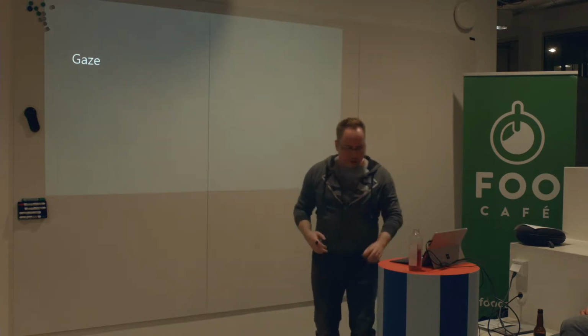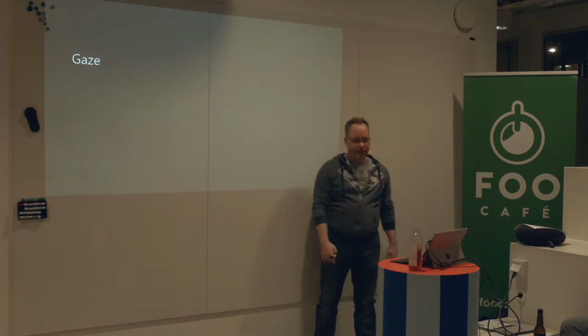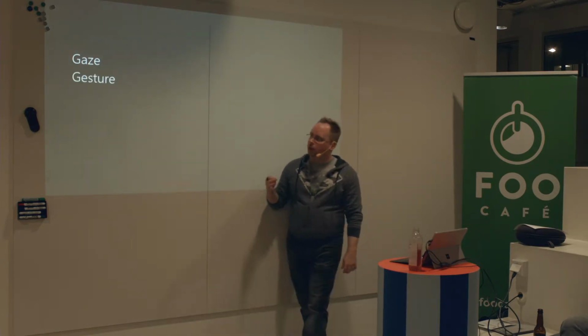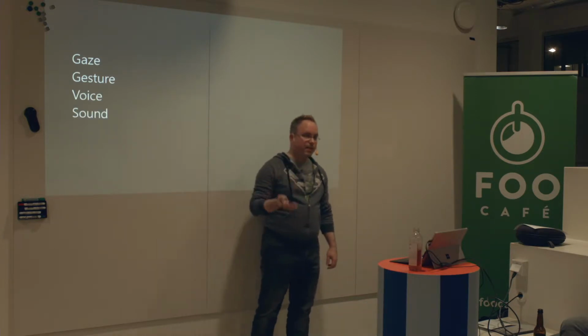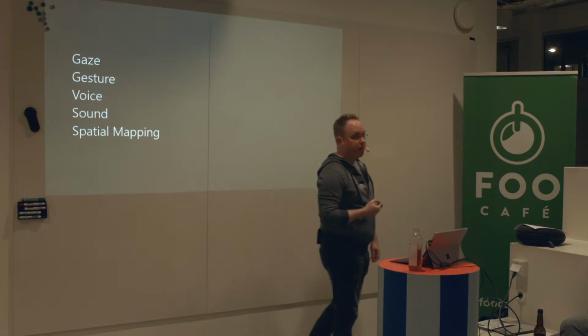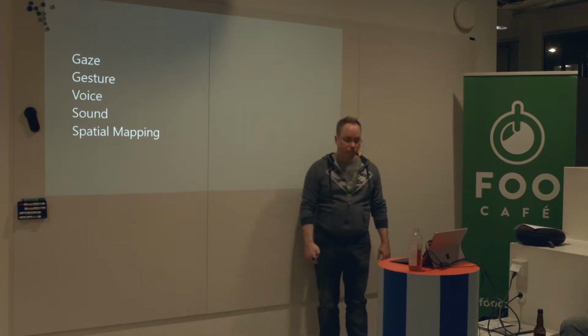So when we talk about HoloLens, there are 5 important things to talk about. The first one is gaze. The second one is gesture. Then we have voice, sound, and spatial mapping. And we're actually going to go through each one of these.